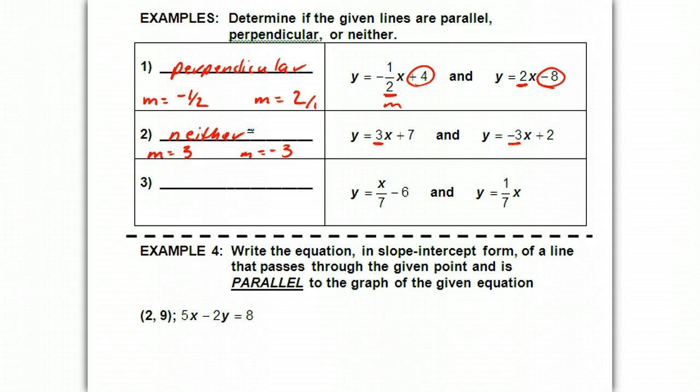Those two lines are neither parallel nor perpendicular, because the two slopes aren't the same, so not parallel, and the two slopes aren't negative reciprocals of each other, so they're not perpendicular either.